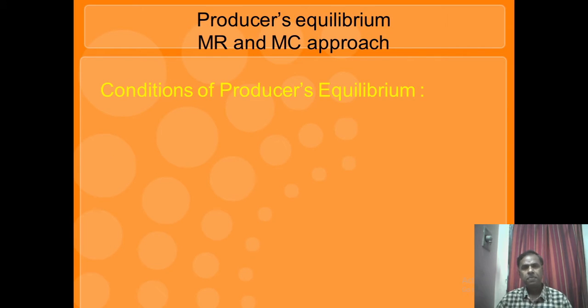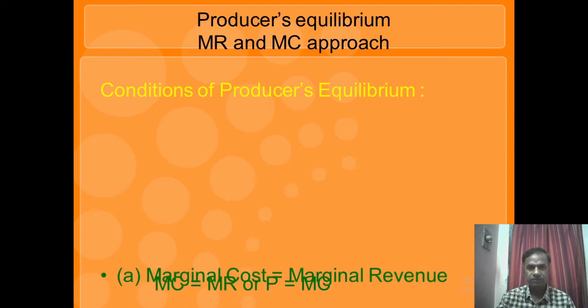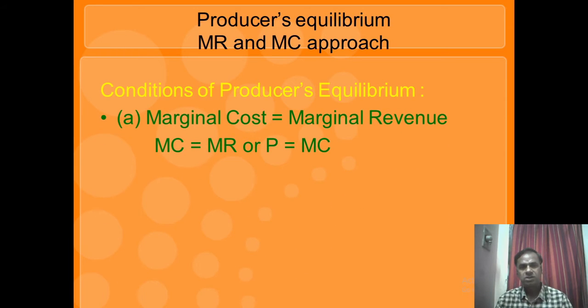Now, the conditions of producer's equilibrium. There are mainly two conditions. The first one is marginal cost is equal to marginal revenue. Generally, producer's equilibrium is studied in two ways. One is the marginal cost, marginal revenue approach. Another one is the total revenue and total cost approach. But in our syllabus, we have only the marginal cost and marginal revenue approach.